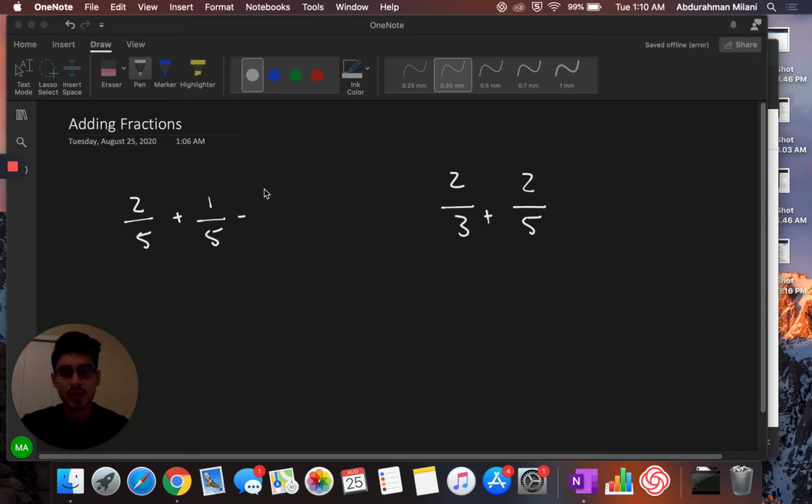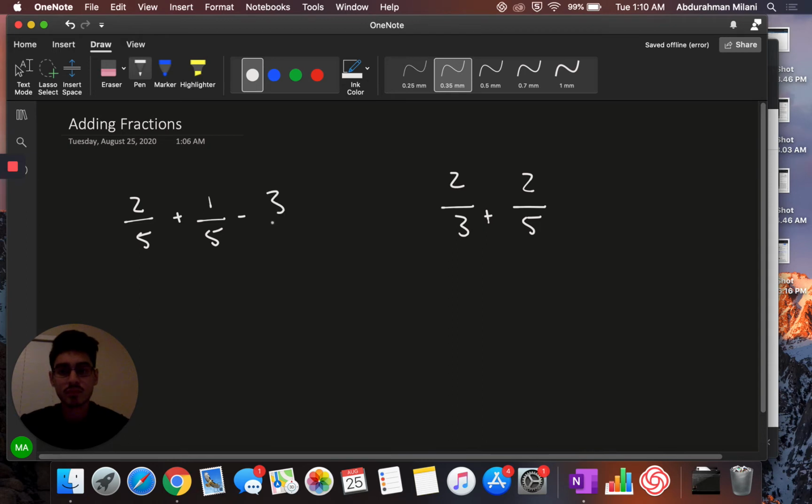So 2 plus 1 would make 3, and then our denominator would be the same, that 5 right there. So it'd be that, pretty much just add straight across.